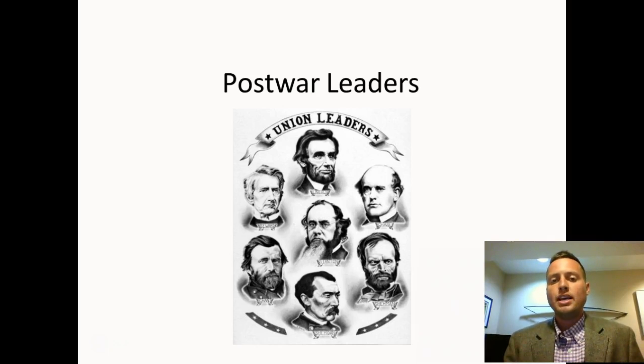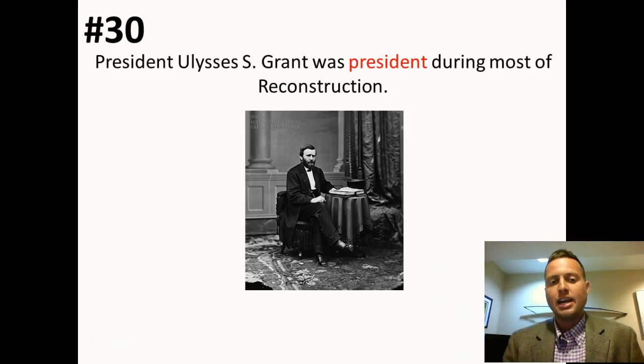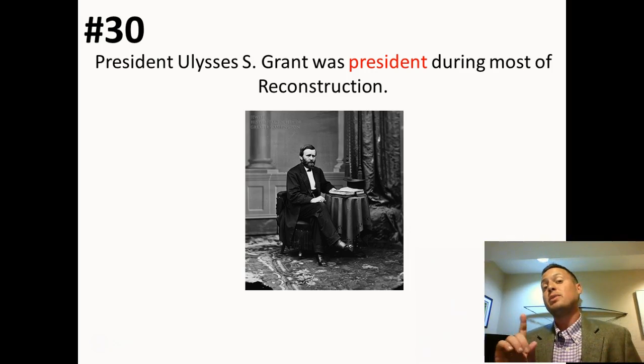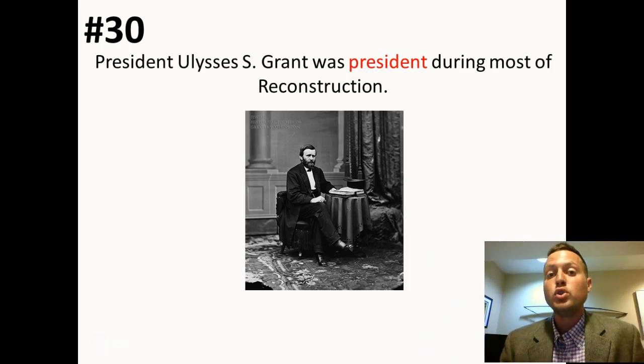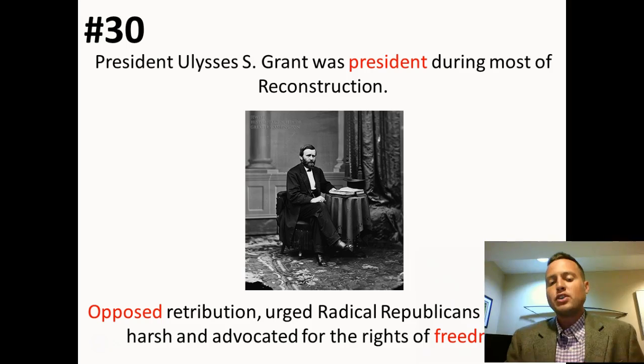Hey, let's talk about post-war leaders. Last topic, post-war leaders. What did these leaders do after the American Civil War? Let's start with Grant. You know, Grant was a president for most of Reconstruction. Now, he was like the radical Republicans in that he wanted to give rights to freedmen, to freed slaves, but he was not like radical Republicans because he opposed retribution. Here we go. Opposed retribution, meaning punishing the South, and urged radical Republicans not to be harsh. He also advocated for the rights of, write this in, last word here, freedmen, F-R-E-E-D-M-A-N, for freedmen. That's what Ulysses S. Grant did after the war.